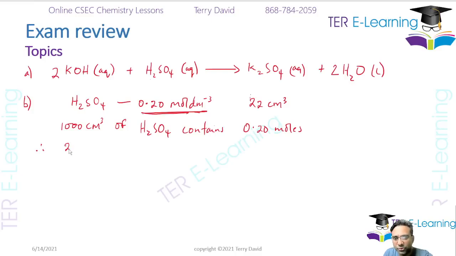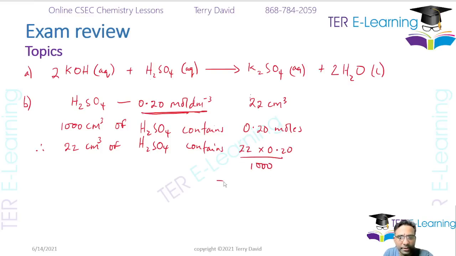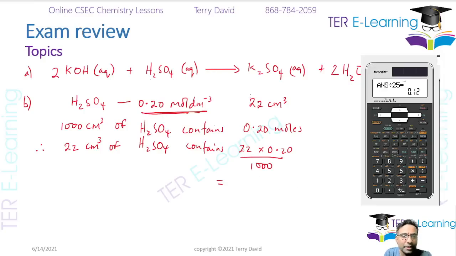So therefore, 22 cm cube of H2SO4 contains, and we're going to cross multiply again. So it's going to be 22 multiplied by 0.20 over 1000, right? So some students, when they work this question, they forget to divide by 1000. So please try not to make that mistake in the exam, right?